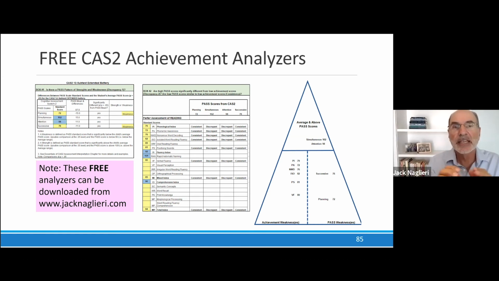Now, I just want to tell you, on my website, if you go to PASS Score Analyzers, you can get these little spreadsheets that I wrote. You just put in the PASS scores in the yellow boxes, and then you put in the achievement scores, whatever achievement test you gave. I recommend the FAR and the FAM and Steve Piper's writing test, but if you gave the KT or any of the other achievement tests, including the Batería, I have the same Excel spreadsheets for all the tests, and it'll build a little triangle for you. The triangle is so helpful for teachers and parents to really get a handle on. They really like it. It's a good way of explaining what's going on and helping people understand.